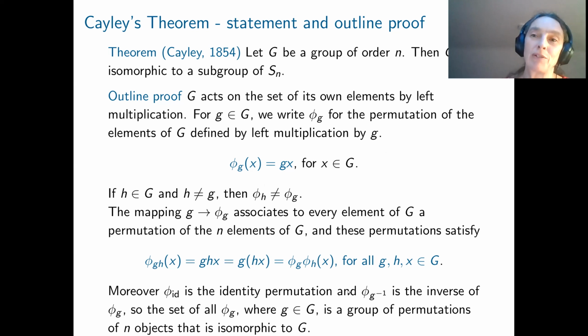It's not the full group of n factorial permutations of n things, but it's a subgroup of it that has n objects. Through this matching of an element of G to the permutation that's written into the row of the group table determined by that element, we can establish an isomorphism between G itself and a group of permutations of n objects, which is a subgroup of Sn, the symmetric group on n objects, or the symmetric group of degree n. So that's Cayley's theorem.